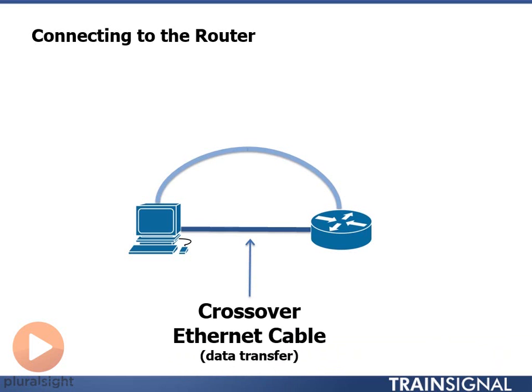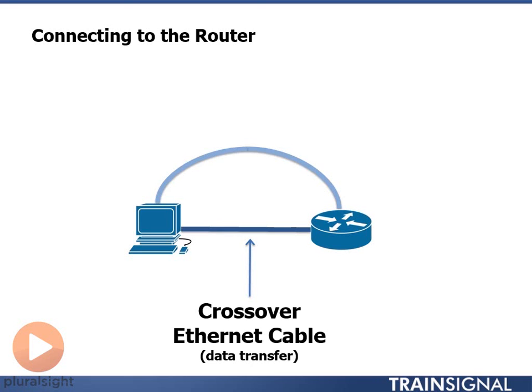Now I talk over the cases of how a crossover cable is built and why we need it in the Ethernet and switching video, and I encourage you to go take a look at that if you want to understand the crossover cable better. For the moment, just understand that when we're connecting a PC to a router, you must use a crossover Ethernet cable. And this, again, is going to be used for data transfer. We're going to be putting frames and packets and segments on that wire.